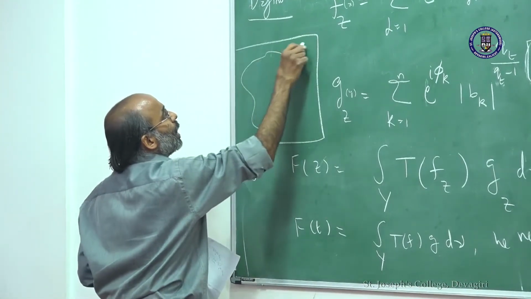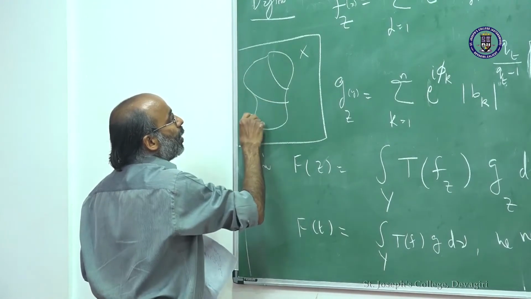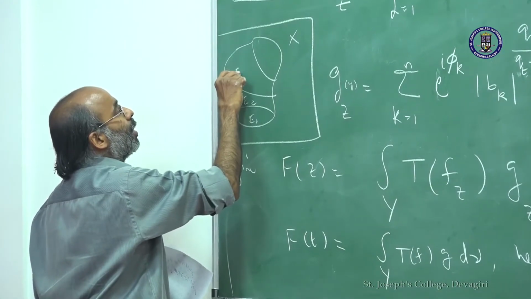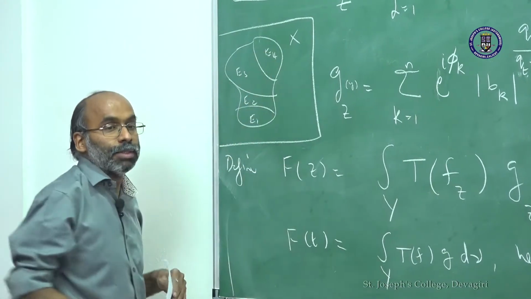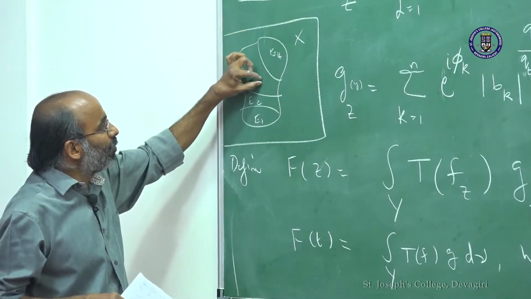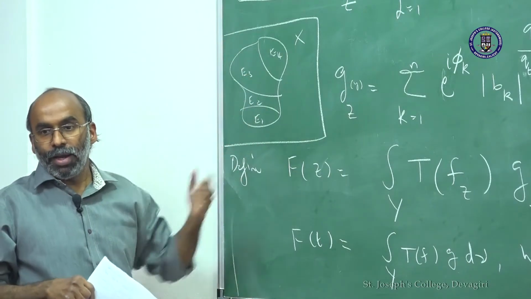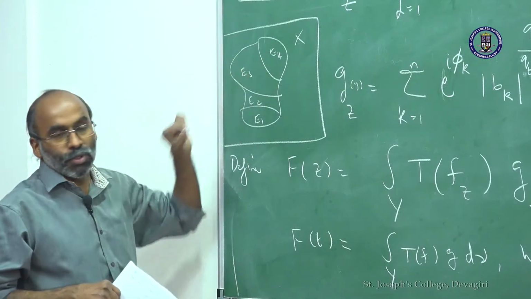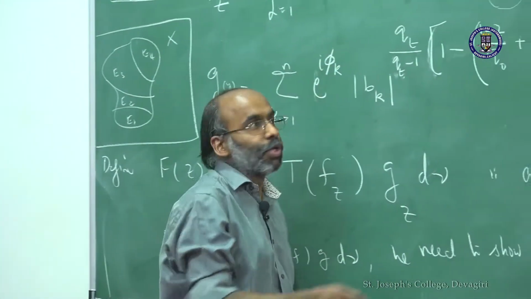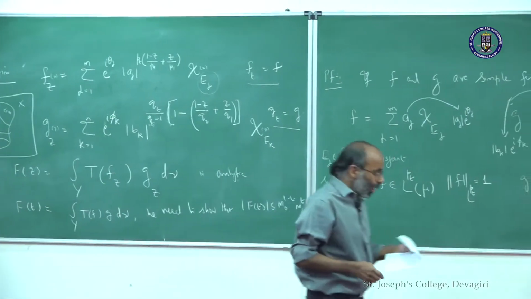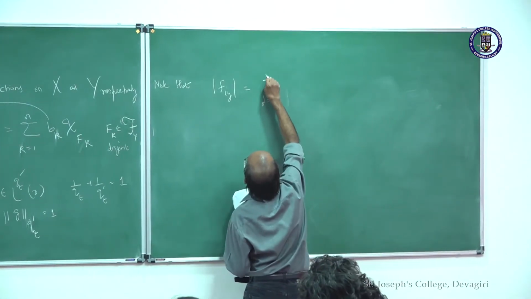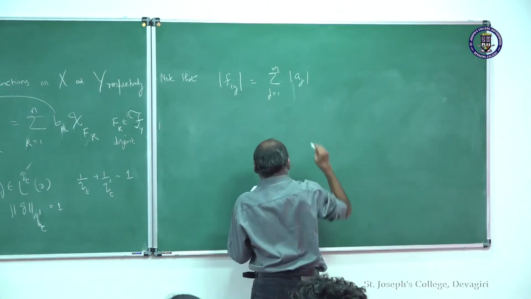So this is my space X and I have disjointified it. I have E1 here, E2 here, E3 here, E4 here. I have a function which is defined on this, with some value here, some value here, some value here. And I take the modulus, what will happen? It will be the modulus of those values, right? So the modulus of this is simply the modulus of all these values, because these are disjoint. So mod f(iy), what is that? Summation j equal to 1 to m, mod a_j.